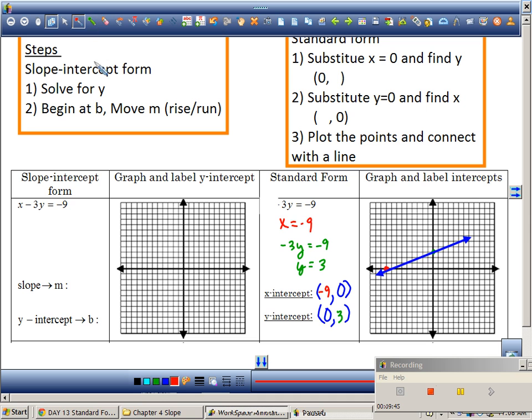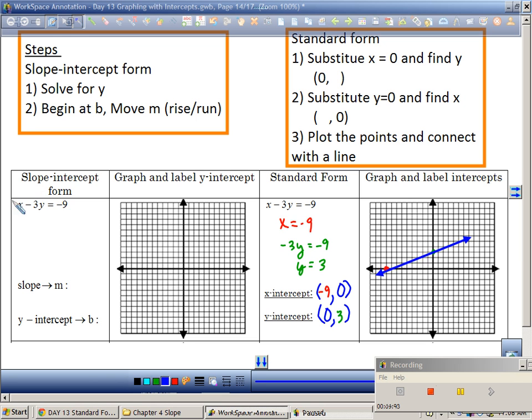No? All right, let's solve it the other way. How do I solve this? Denise, how do I solve this? Subtract x, and I get negative 3y equals negative x minus 9. Then what do I do? Divide everything by negative 3.